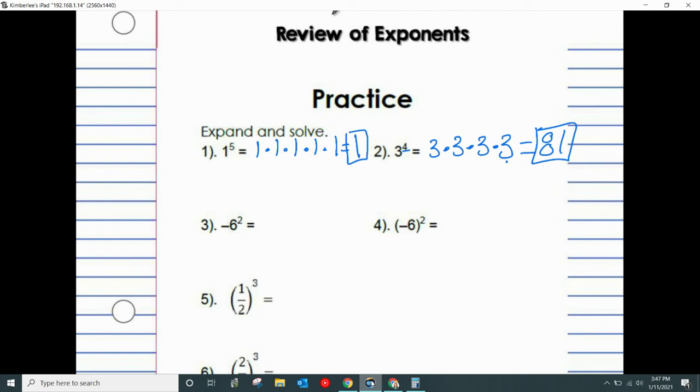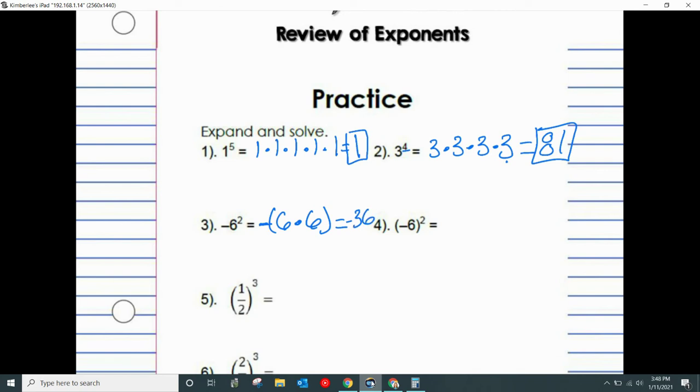Now, 3 and 4, these actually get really confusing. So negative 6 squared means to take the negative of 6 squared. That's negative 6 times 6, because 6 squared is 6 times itself twice. Well, 6 times 6 is 36, and the negative of that would be negative 36.